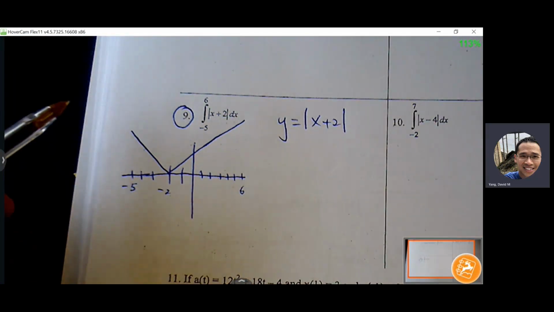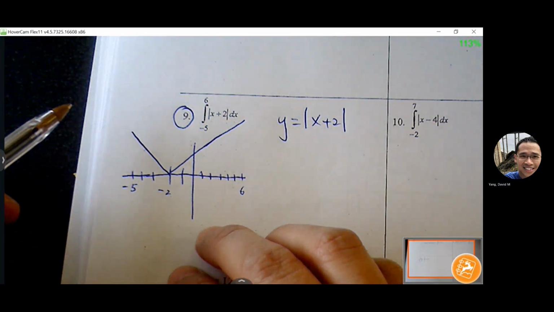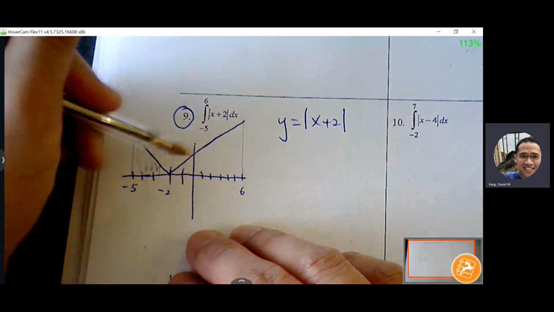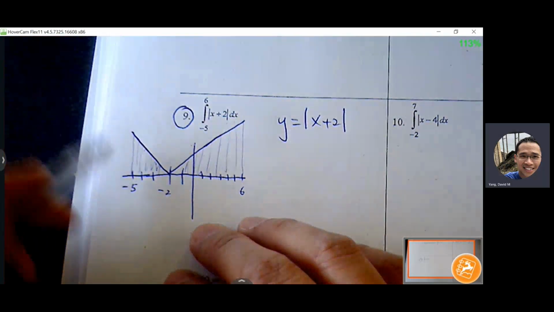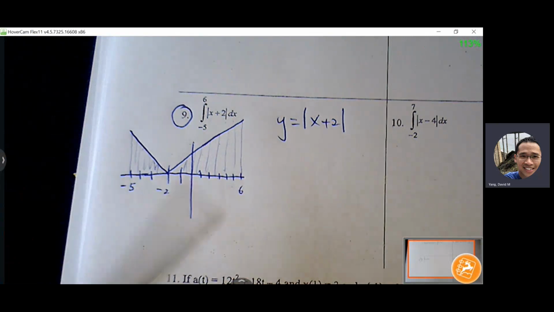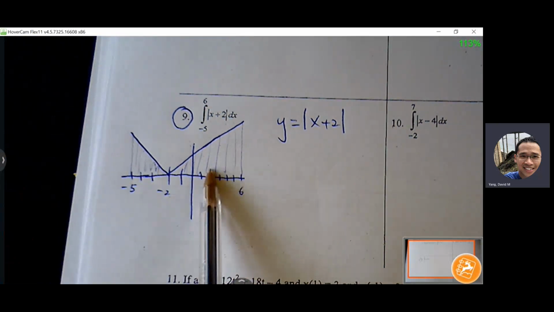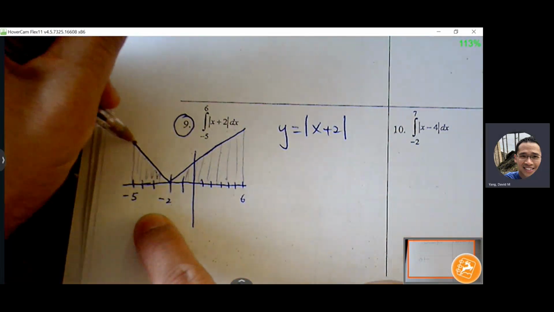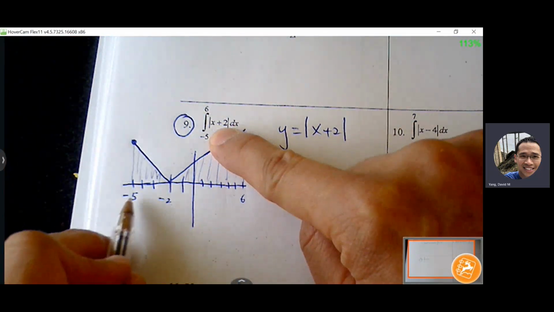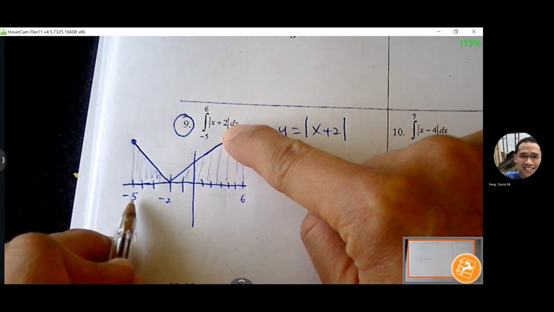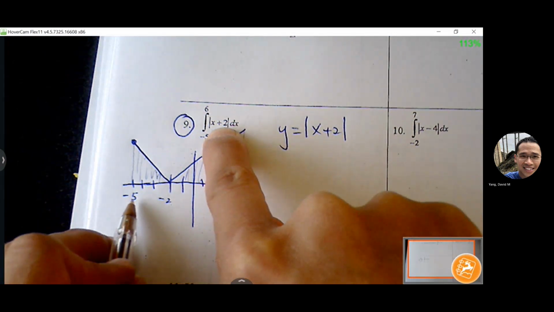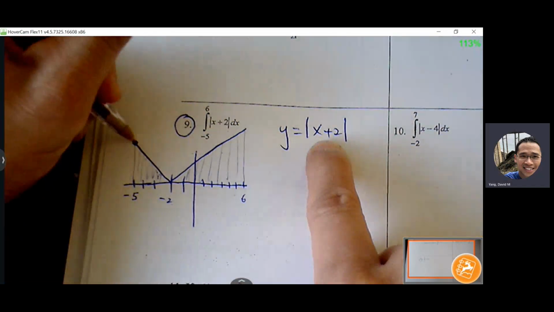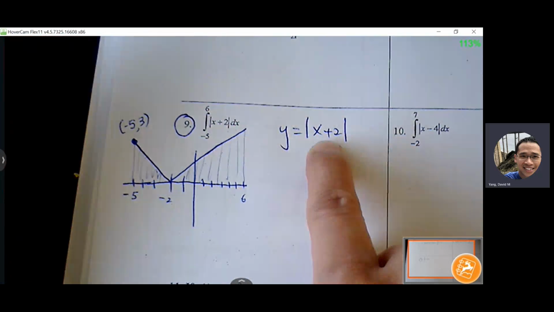Now, what shapes do you see between the graph and the x-axis? How many triangles? 2 triangles. So really, the antiderivative is just the area. Everything's above the x-axis. So if I find the areas of these 2 triangles, I have the antiderivative here. If I plug -5 into the function, I can get the y value. So what's -5 plus 2? -3. What's the absolute value of -3? 3. So we know the y value is 3. So put the ordered pair there, -5, 3.